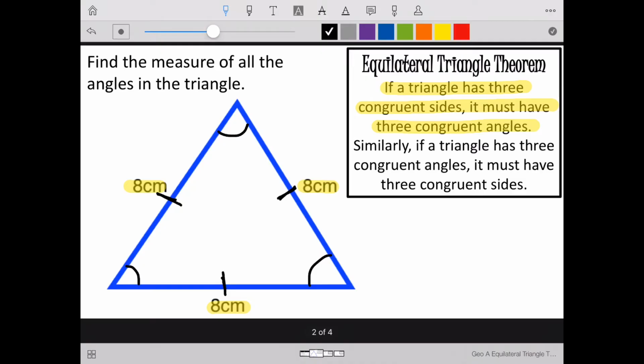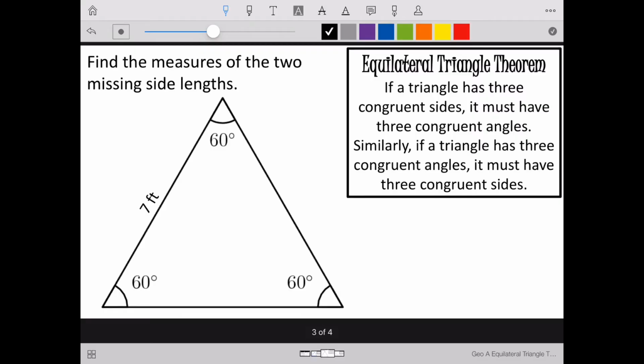Now we actually got to find the measure of these angles. Okay, well, we know that a triangle adds up to 180 degrees. And we know that all three of these angles have to be exactly the same. So we can just go 180 divided by 3. Makes 60 degrees. Fun fact, that will always happen in an equilateral triangle. All three angles will be 60 degrees. Moving on to example number 2.